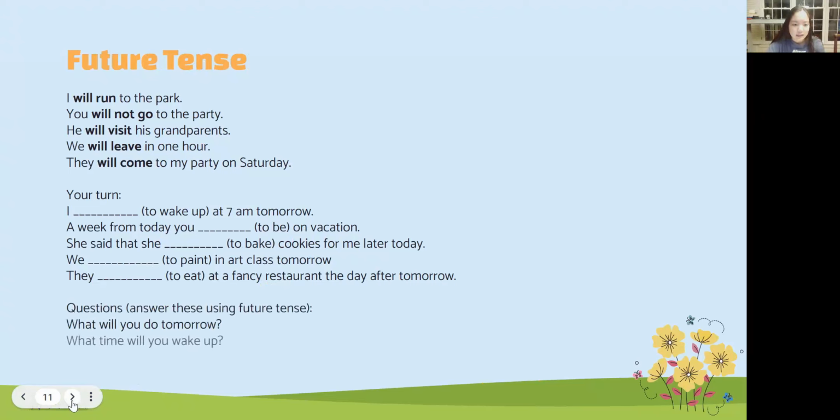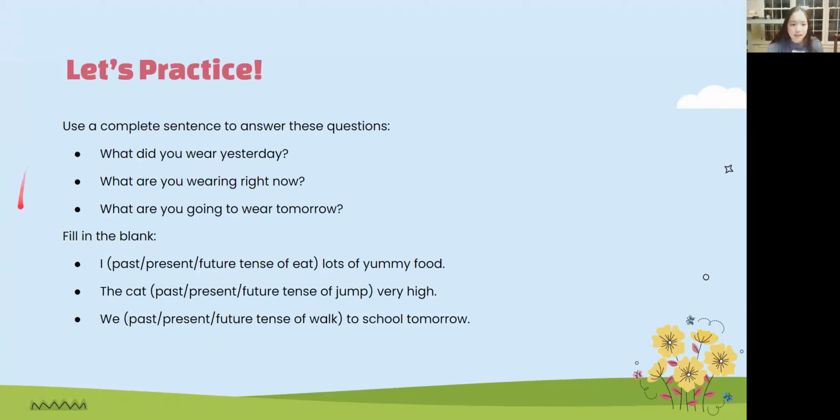And next is practice. Do you guys want to do practice or a game? Because we only have 6 minutes left. So if you want to do more practice, raise your hand.